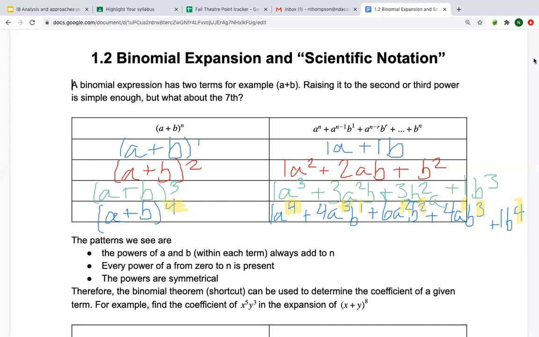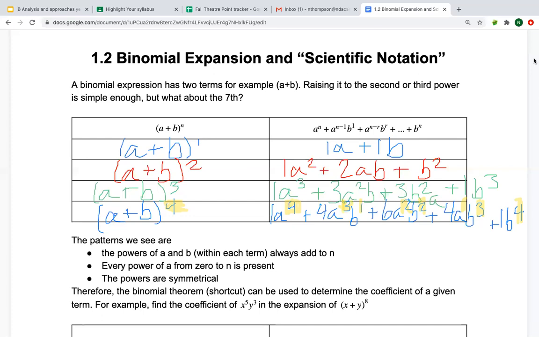And then the other thing that we notice is that every power of a is present from 0 to 4. So what I mean by that is we have an a to the fourth power, an a to the third power, a to the second power, and a to the first power. And then also the last one is if there was no a term, so that would be a to the 0 power. The other thing is that the powers are symmetrical. So for the a powers, we go 4, 3, 2, 1, 0. And for the b powers, we go 0, 1, 2, 3, 4.